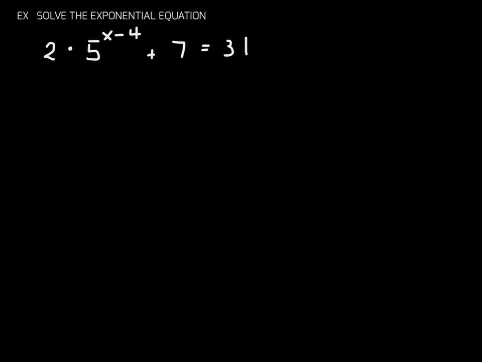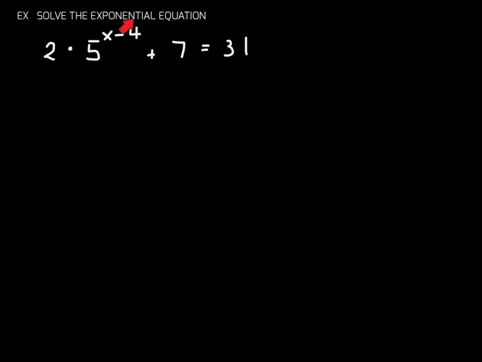All right, guys, example 3. Solve the exponential equation 2 times 5 raised to the power of x minus 4 plus 7 is equal to 31. Before you consider getting the common base, which is strategy 1, or strategy 2, logging both sides, before you do any of that, I suggest you isolate this exponential expression right here.